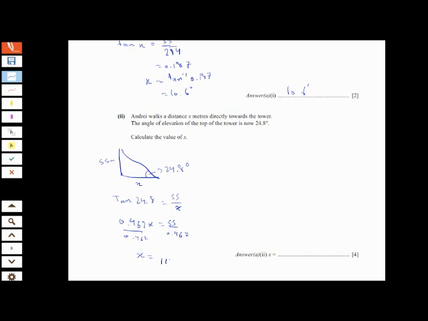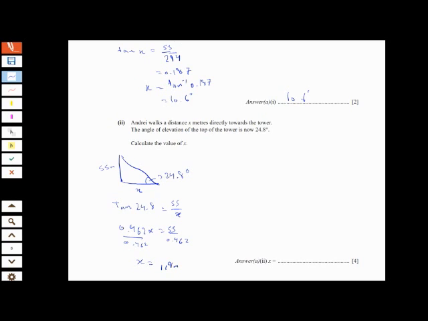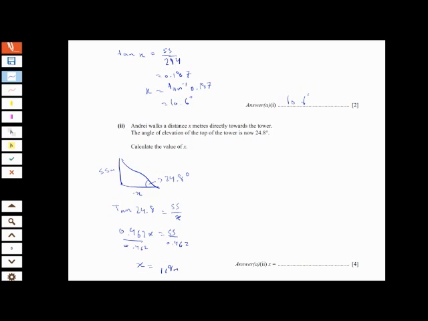But pay attention here. The question doesn't want this distance. They want to know the distance that Andre walked. So the previous distance was around somewhere here, right? 294 meters. And this is 119 meters. And now they want to find this distance. This is the real x, this one. How to find this distance? You basically do 294 meters minus 119 meters. And that would give you 175 meters. That's your answer.